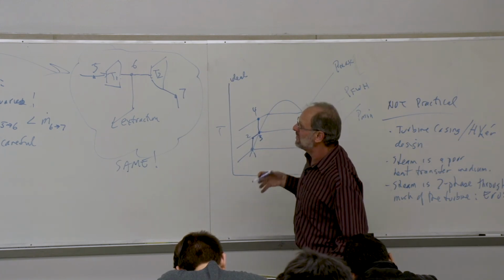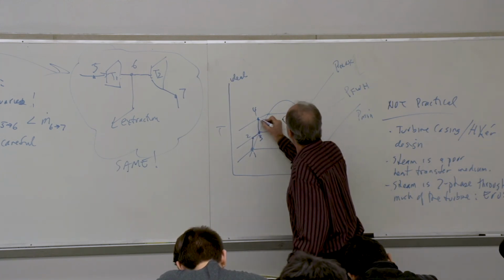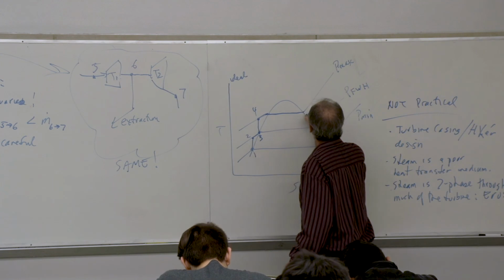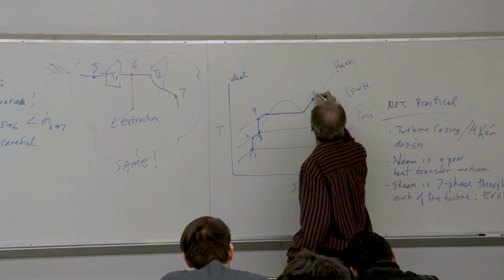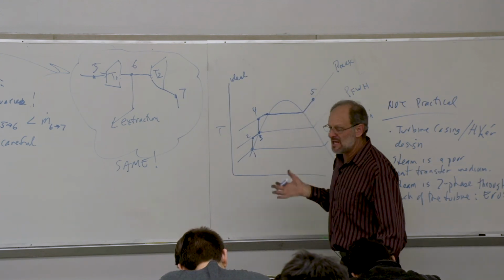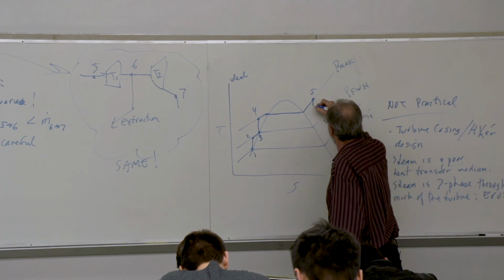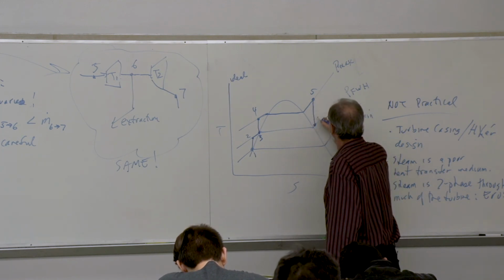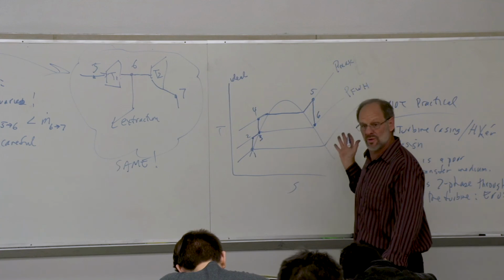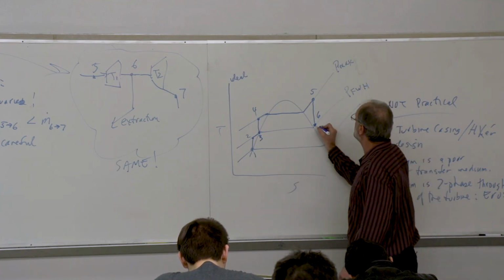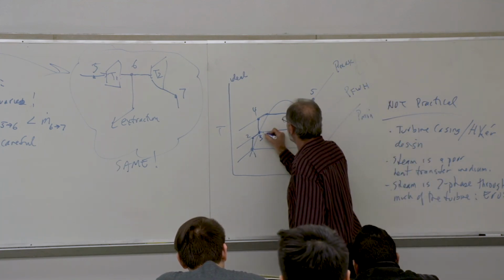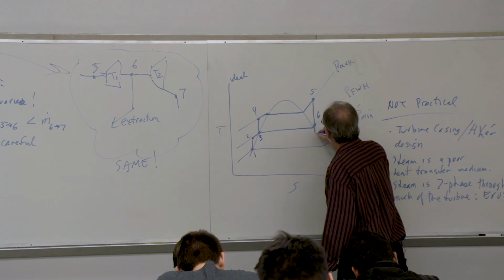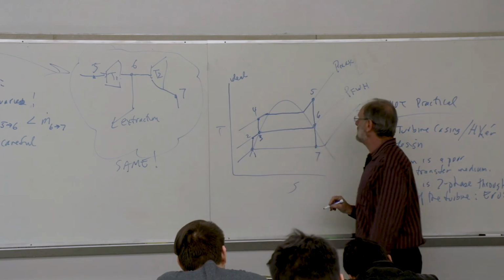And now we add more heat in the boiler until we get to point 5. We now expand through the turbine, and at some intermediate point, 6, this is where we're going to draw off the extraction steam. And the remaining steam continues through the turbine until we get to point 7.